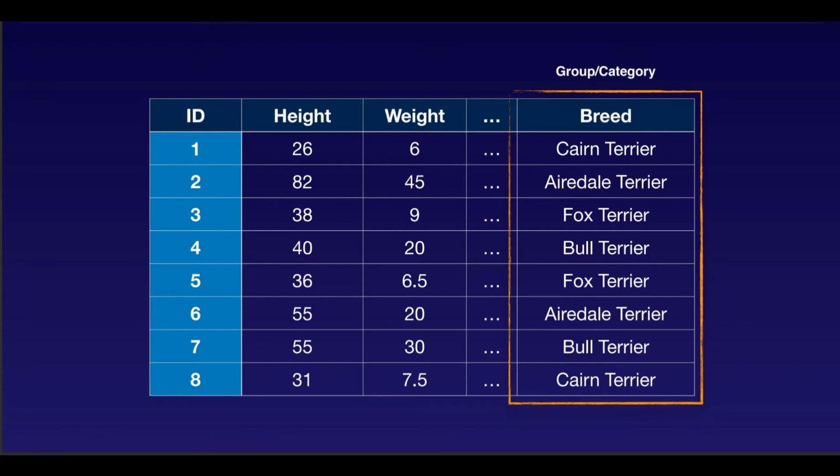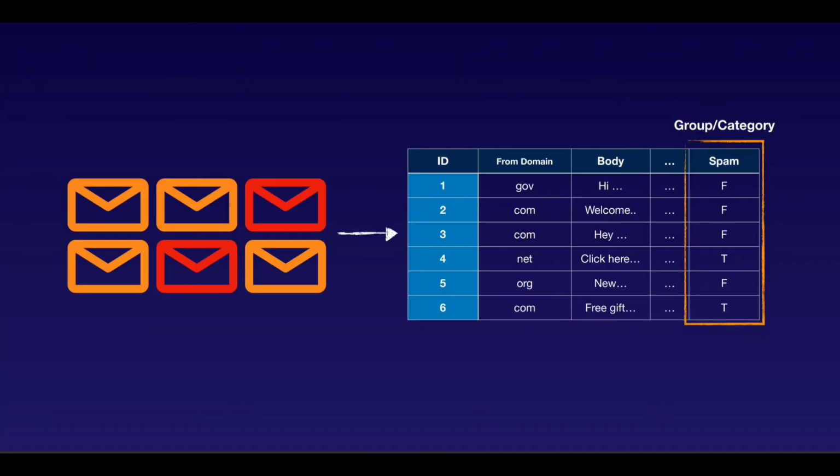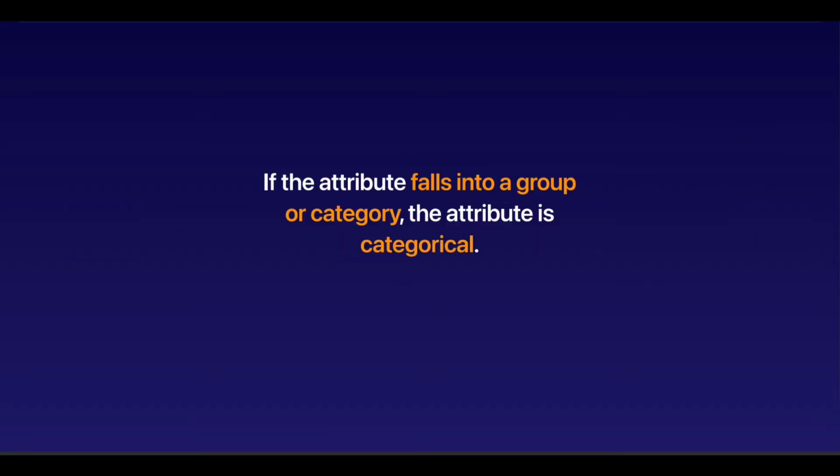And we also saw a categorical feature in a previous example. When we decided whether an email was spam or not, the spam feature can be described as a binary categorical variable, right? It's either true or false, yes or no, 0 or 1. And just remember that if the attribute falls into a group or a category, then the attribute is categorical.